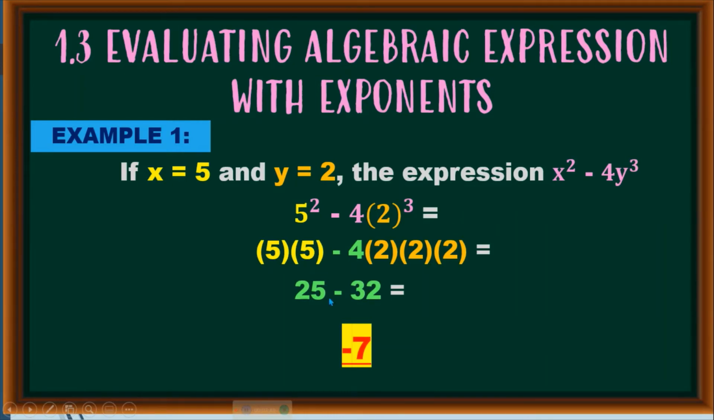Kasi kung lalagyan natin ito ng plus at ito gagawin natin plus, ito gagawin natin negative. So, mas marami yung negative kaysa sa positive. Then, pag magkaiba sila ng sign, we will subtract, 32 minus 25 is 7. Then, mas marami yung negative, kaya negative 7.